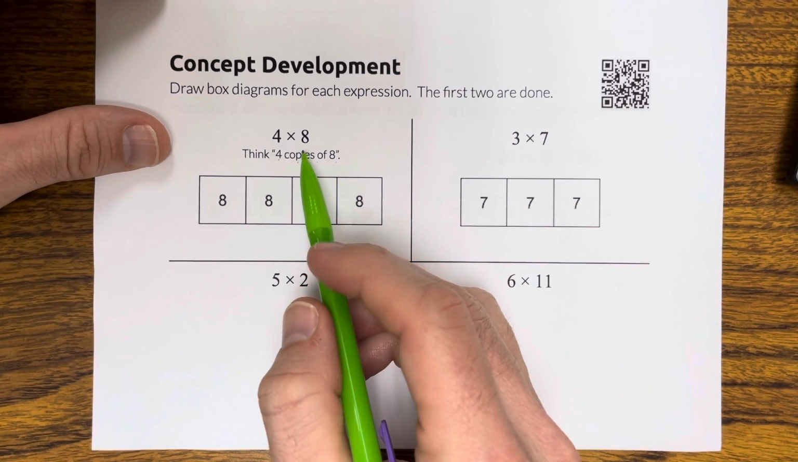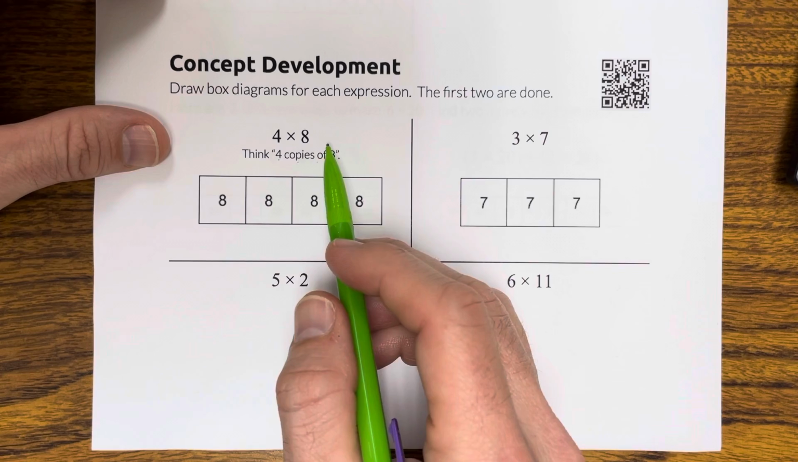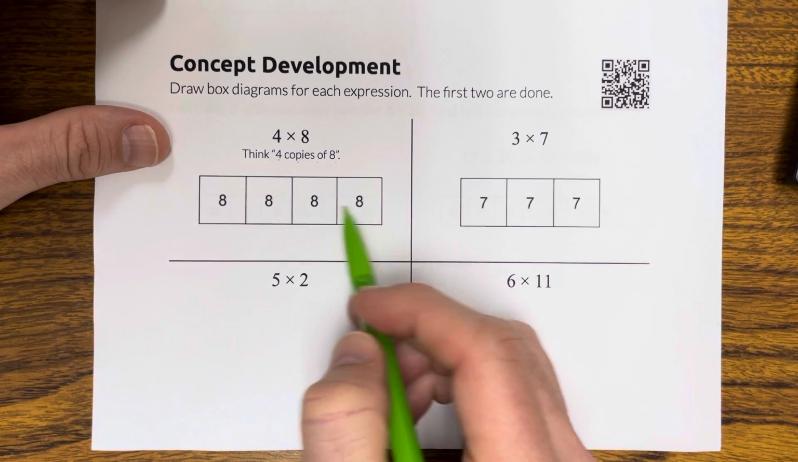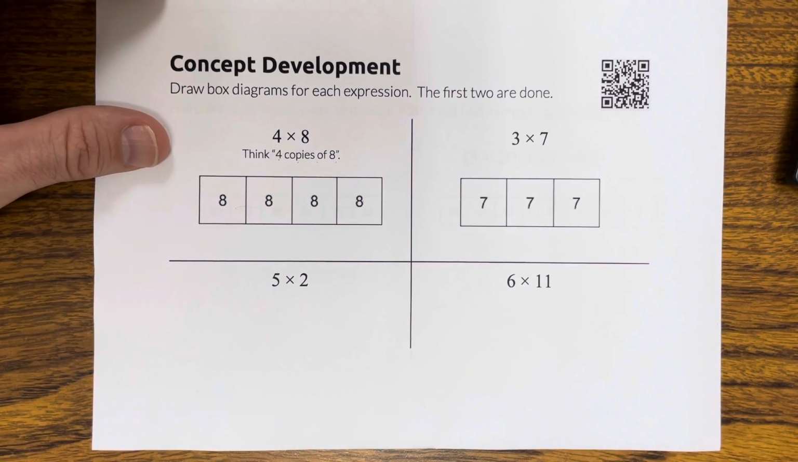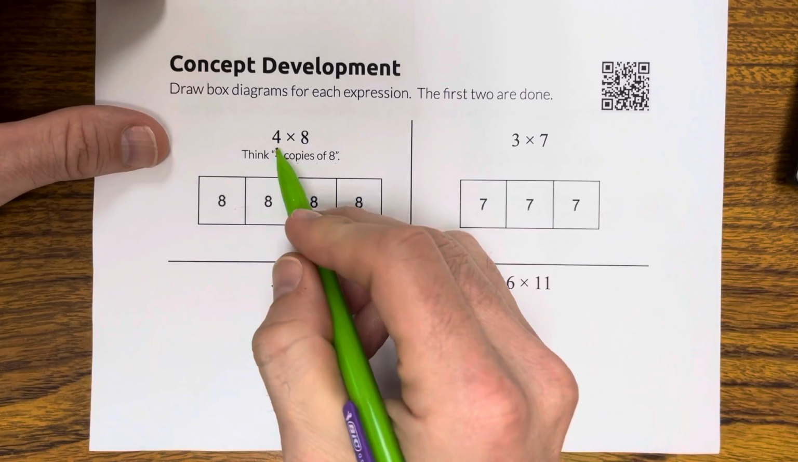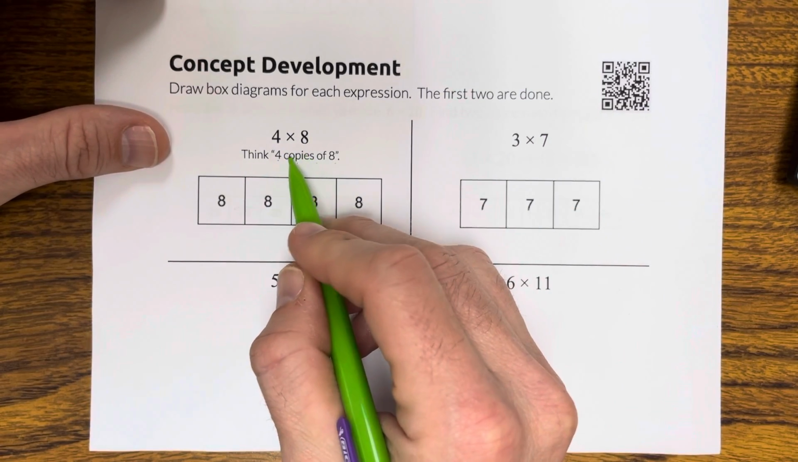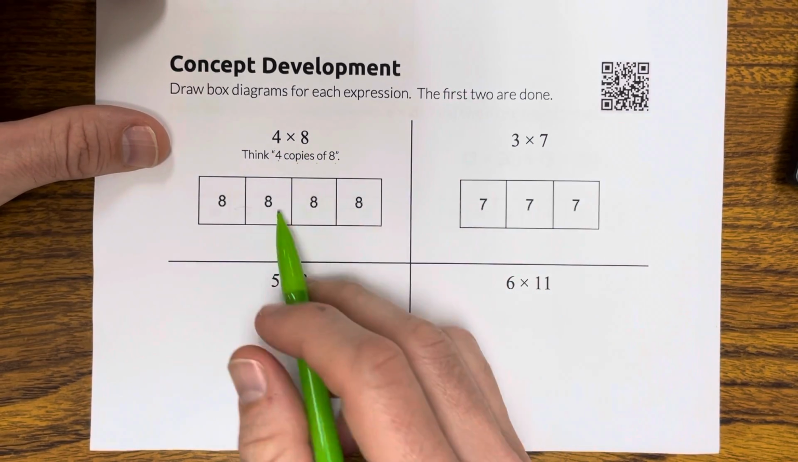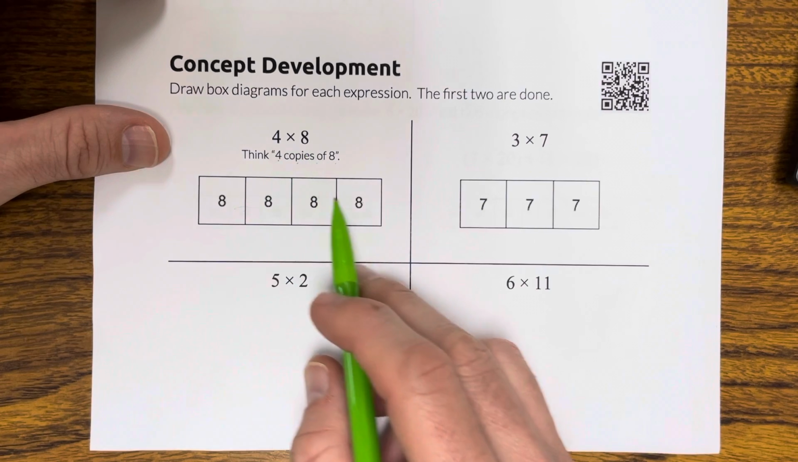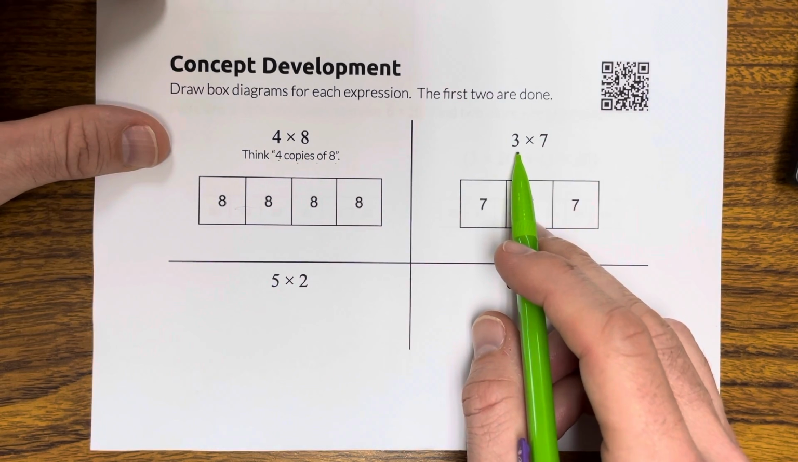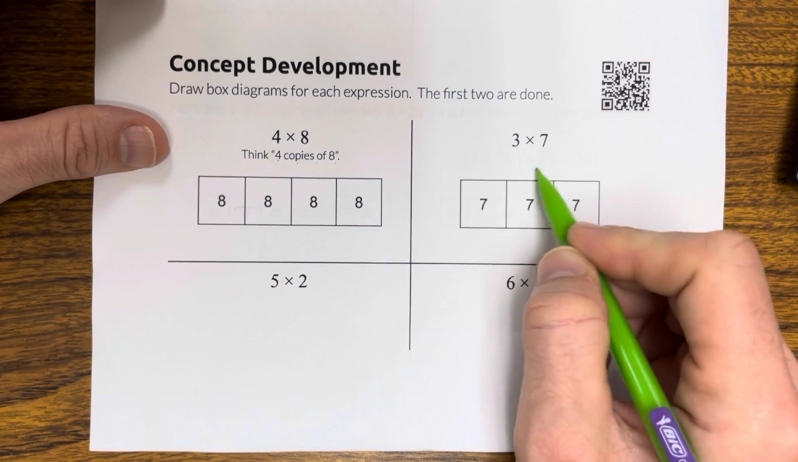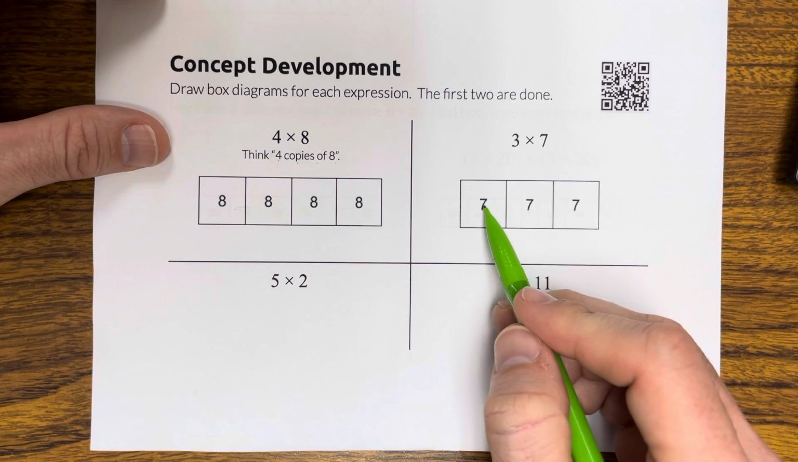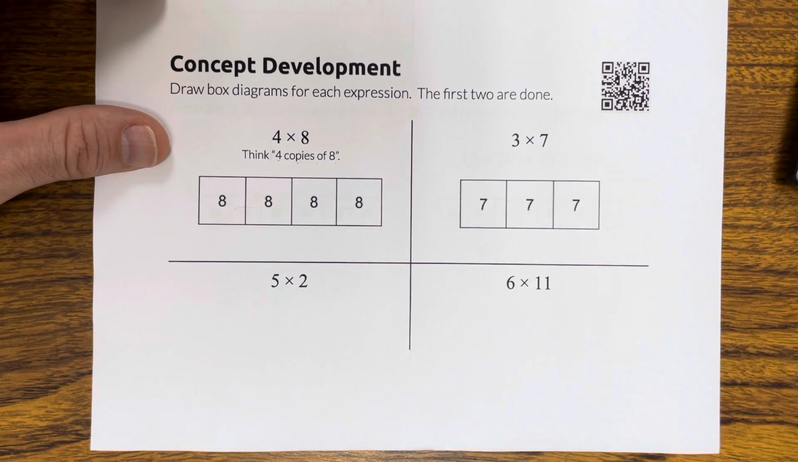We're not looking for the answer, which would be 32, right? Because 8, 8, 8, and 8 combined together make 32. We're just learning to think about expressions like this as copies, okay? So this is 4 copies of 8. Over here, we would think 3 copies of 7, okay? So here they are, 7 and another 7 and another 7.